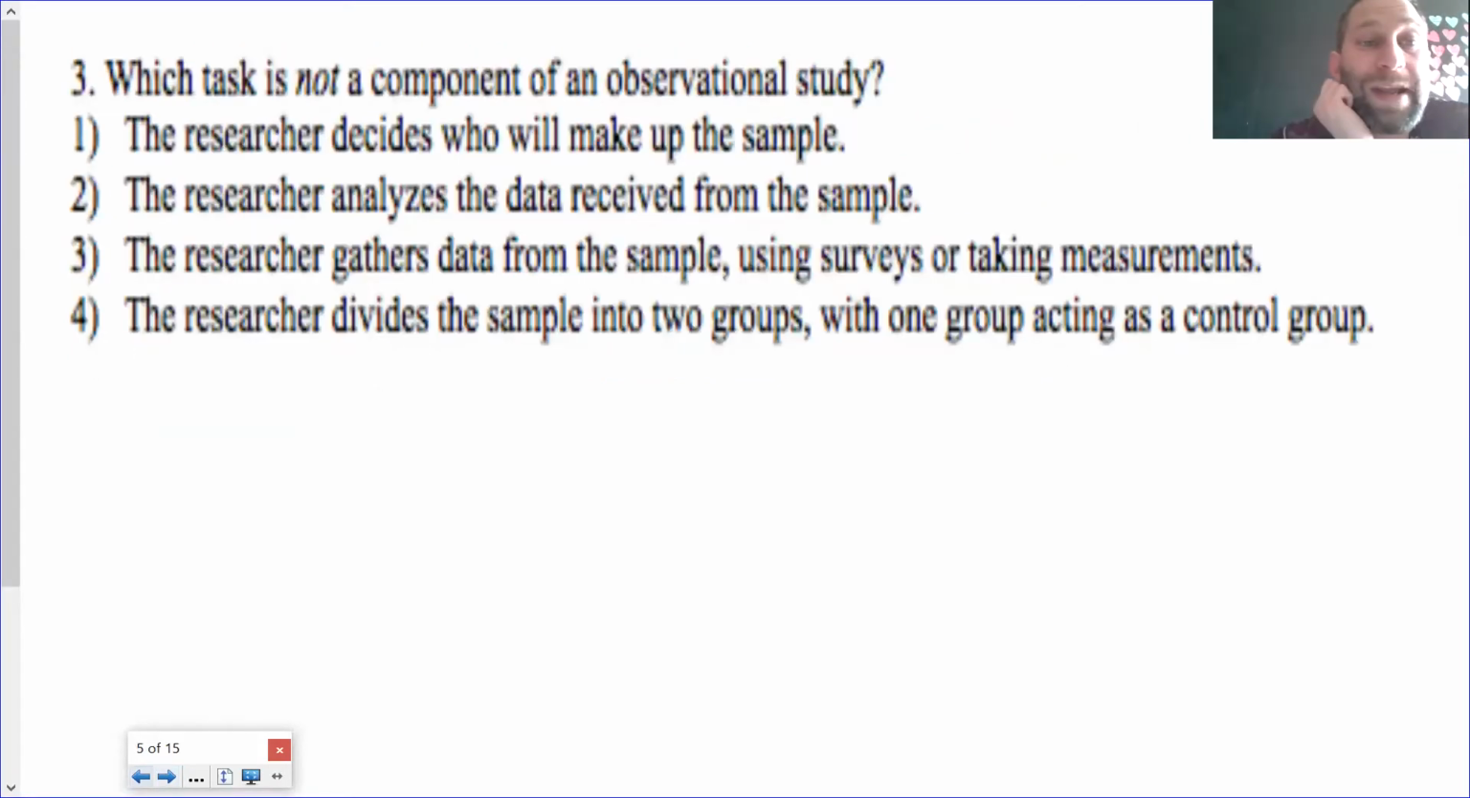Let's take a look at 3. Which task is not a component of an observational study? So again, in an observational study, I'm not physically applying a treatment. I'm not physically giving anything to anybody. So I want you to read through this and try to do it on your own. I'll just chill here for about 20 seconds while you read through it and decide what you think the answer is.